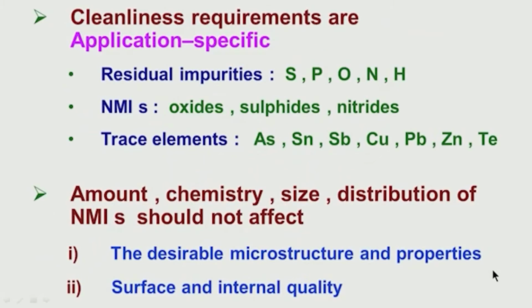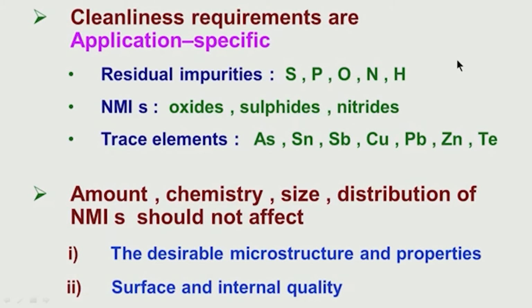I also talked about, under cleanliness requirements, that we have to look into what the residual impurities are. I had mentioned these are the 5 common residual impurities which we have to be careful about: sulfur, phosphorus, oxygen, nitrogen, hydrogen. Then when sulfur, phosphorus, oxygen are present beyond certain limits, particularly sulfur and oxygen, what are formed are called non-metallic inclusions. Basically they are oxides, sulfides, nitrides or even oxysulfides.